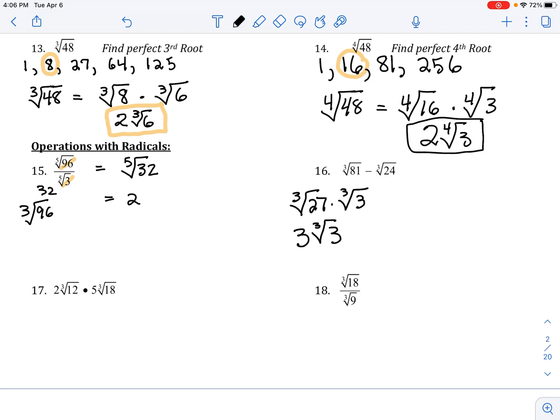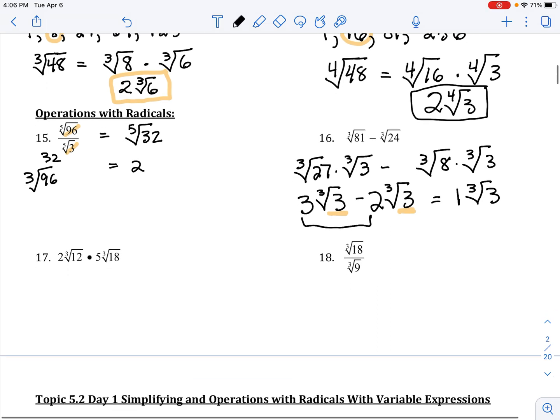Now let's break down 24. Which one of those numbers divides into 24? 8 does. So that's going to be minus the cube root of 8 times the cube root of 3. So that's going to be minus 2 cube root of 3. So now let's remind ourselves, we have the same radicand. So the rule is when you're subtracting or adding, you leave the number inside the radical alone and you add or subtract the numbers in front. So 3 subtract 2 is 1. So that's 1 cube root 3, or you could just write it as cube root 3.